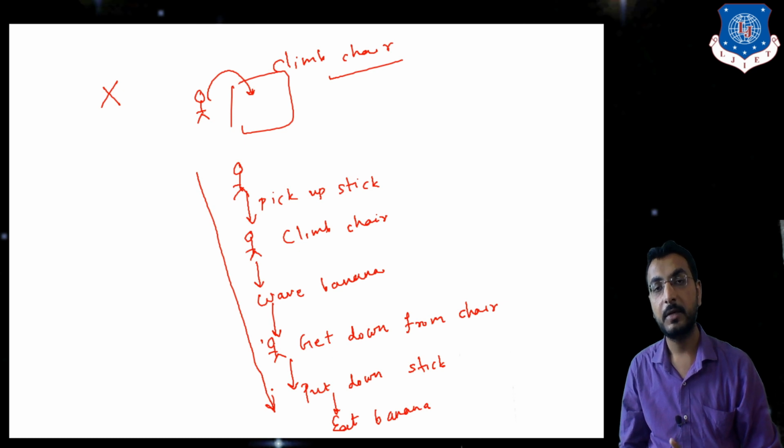The first was the missionaries and cannibals problem, second is the Tower of Hanoi problem, and last is the monkey banana problem.